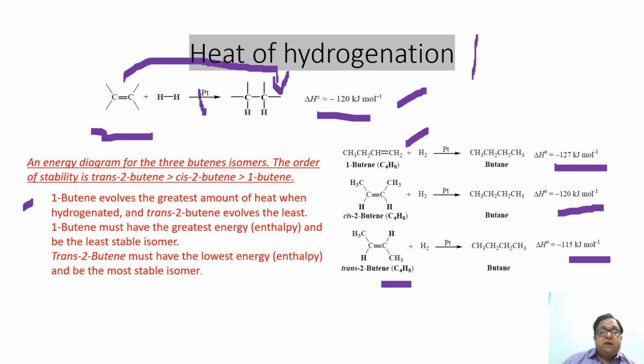1-butene must have the greatest energy and be the least stable isomer, and trans-2-butene must have the lowest energy and be the most stable isomer. So from this experiment, it is very clear that the cis isomer will be the configuration that will release more energy.